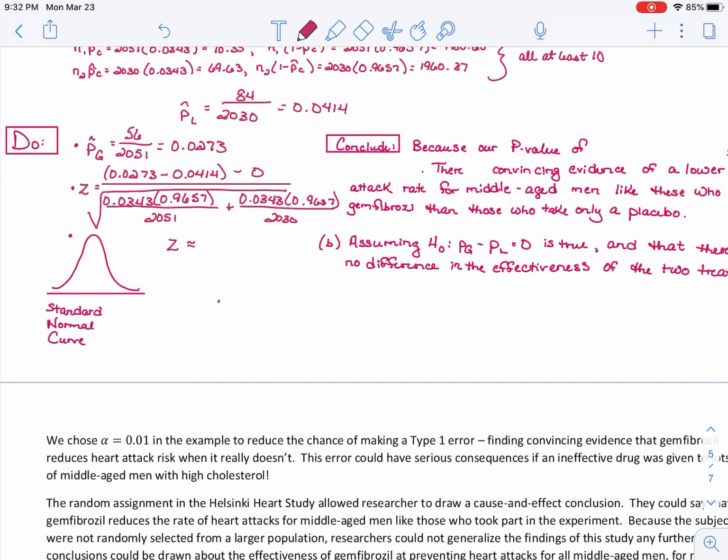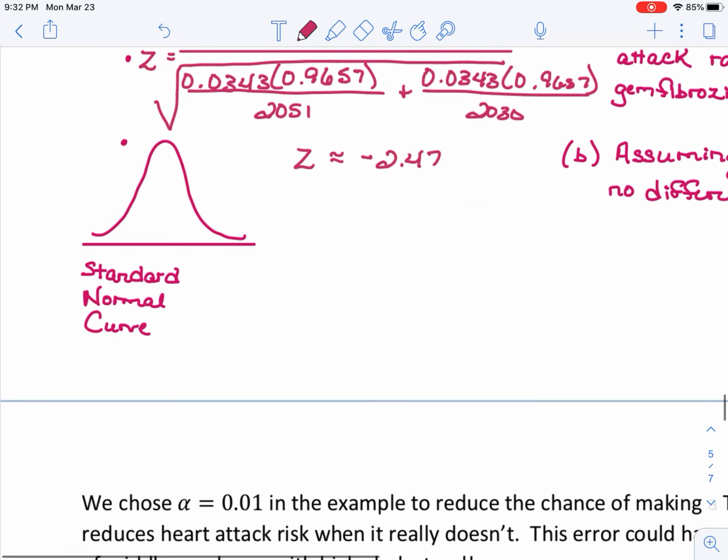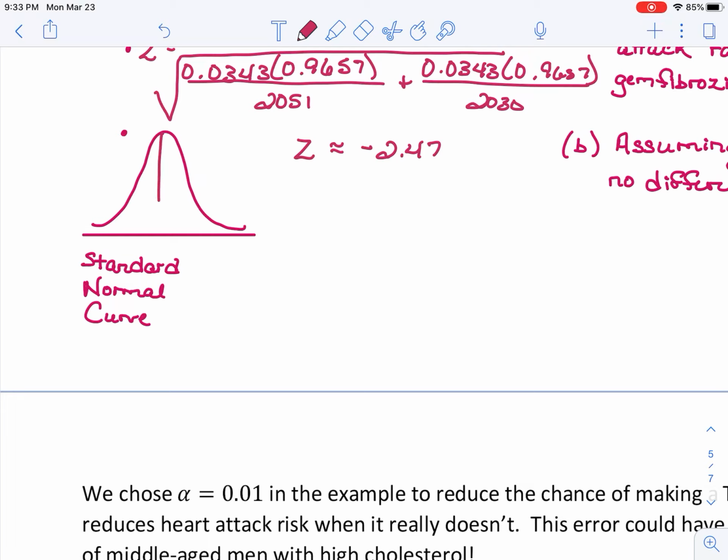So I'm getting a standardized test statistic of negative 2.47, which is a pretty low z-score. On my standard normal curve, I've got the middle at 0. My standard deviation is 1. We are way over here at negative 2.47. There's not a lot of area below that. We're going to quantify that by finding the p-value.